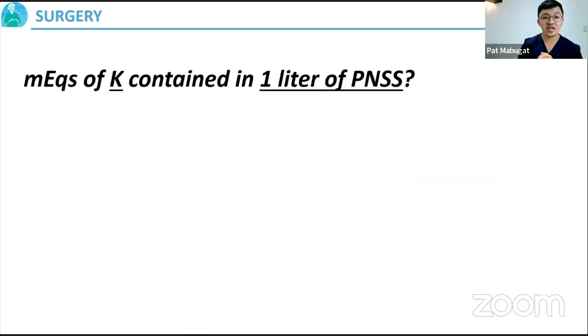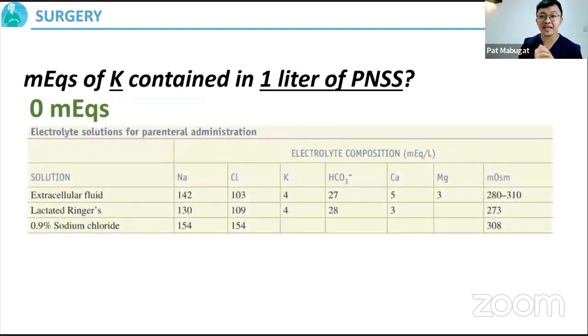Next, high-yield question. How many mEqs of potassium is contained in 1 liter of NSS? So think hard. This is actually a trick question. You don't have any potassium inside your plain NSS. Again, plain NSS, you only have saline, which is composed of sodium and chloride.